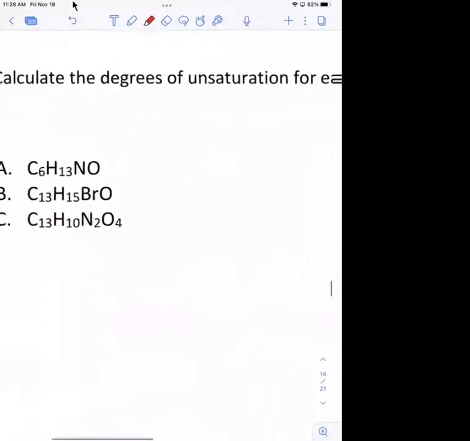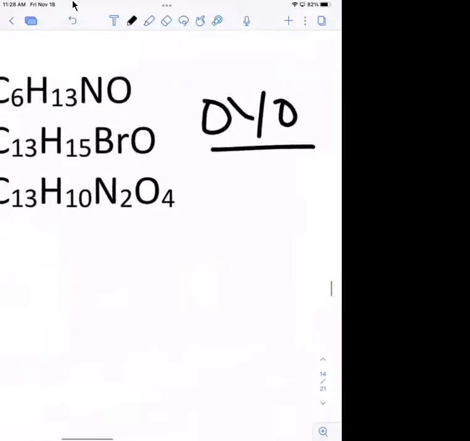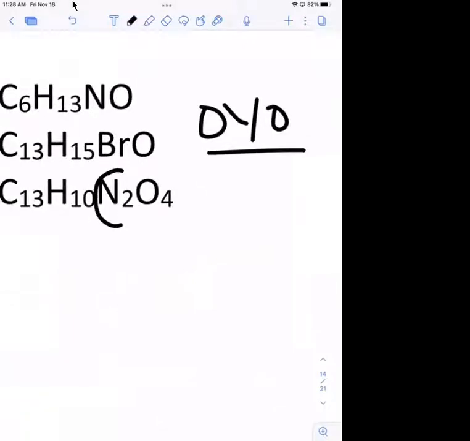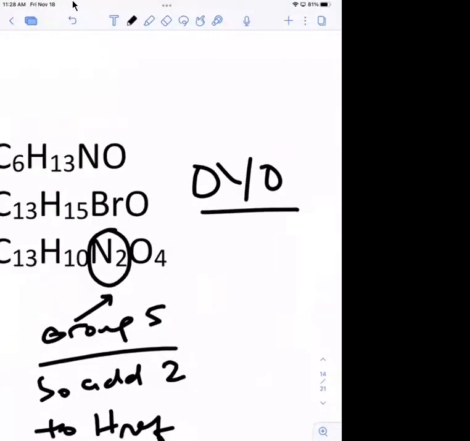I'm going to leave this for you all to do. Remember the rule. Right here you have a group 5 element. You've got 2 nitrogens, so you're going to add 2 to HREF. For every group 5 element, you add 1 to HREF. So when you calculate HREF, since you have 2 nitrogens, you have to add 2. And then right here with the bromine, you're going to subtract.